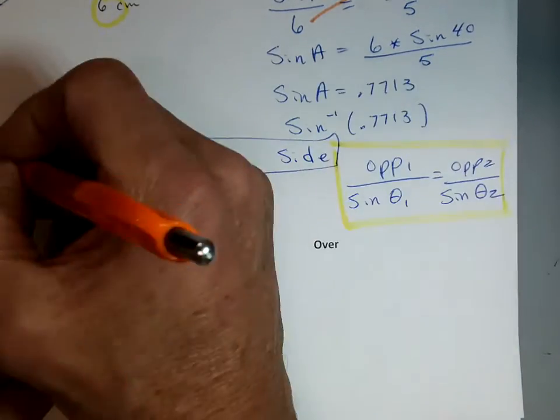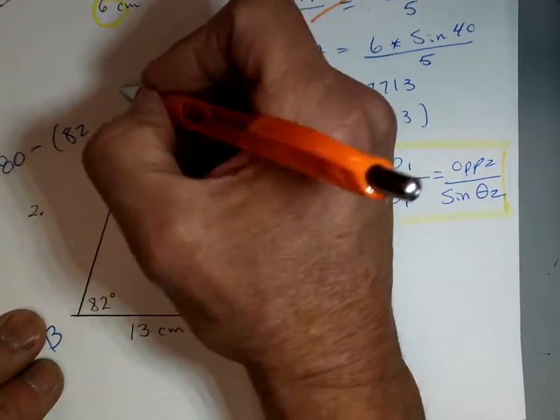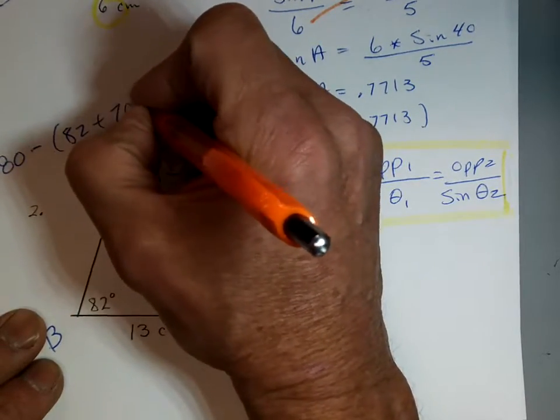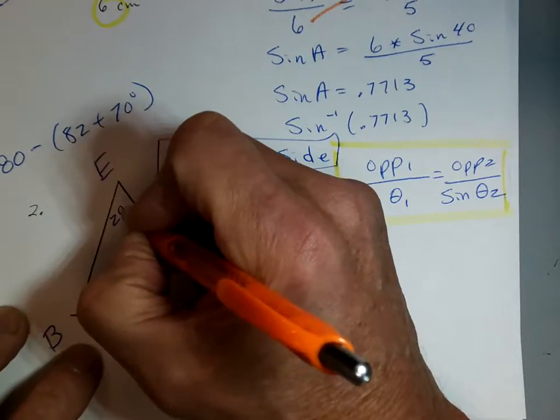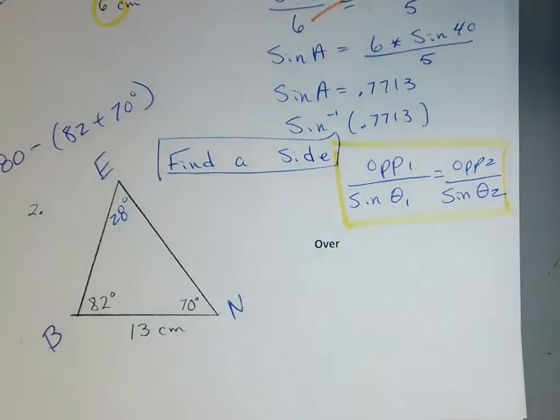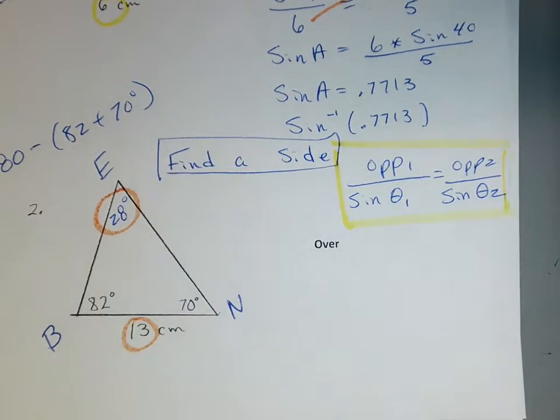So angle E, 180 minus my 82 plus my 70. 28. Is it 28, Ben? Yes. Okay. Now, since we got that angle, do we have a pair of opposites? Yeah. I've got a pair of opposites. So look for your pair of opposites: angle, opposite side.